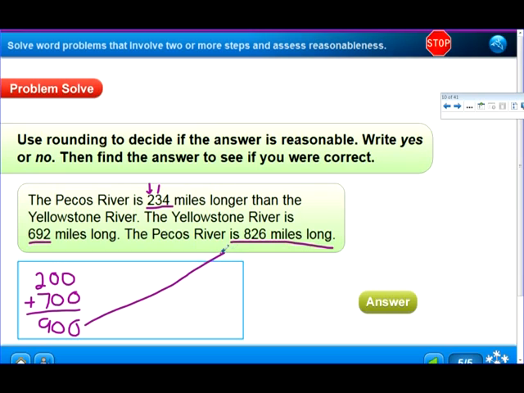So if we look, is 826 miles about 900? No, it's almost off, 75. So is that a reasonable answer? Well, let's check our answer and see what the book says. No, it is not. A closer answer would be 926 miles. So if we actually added 234 plus 692, it should be 926 miles. So 900 is a lot closer than 800.